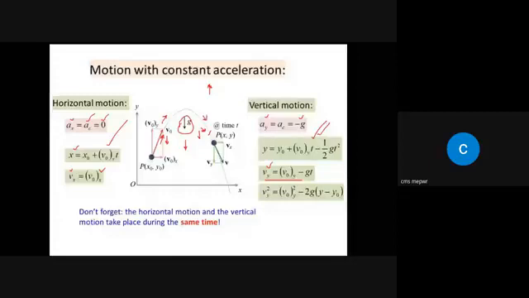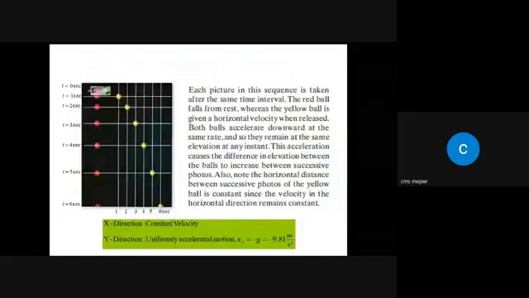Is it clear? Yes, sir. Okay. So remember that the horizontal motion and the vertical motion both take place simultaneously, at the same time. It is not that the horizontal motion happens first and then the vertical motion happens. So this is one example to verify whether the horizontal motion has any effect on gravity or not.